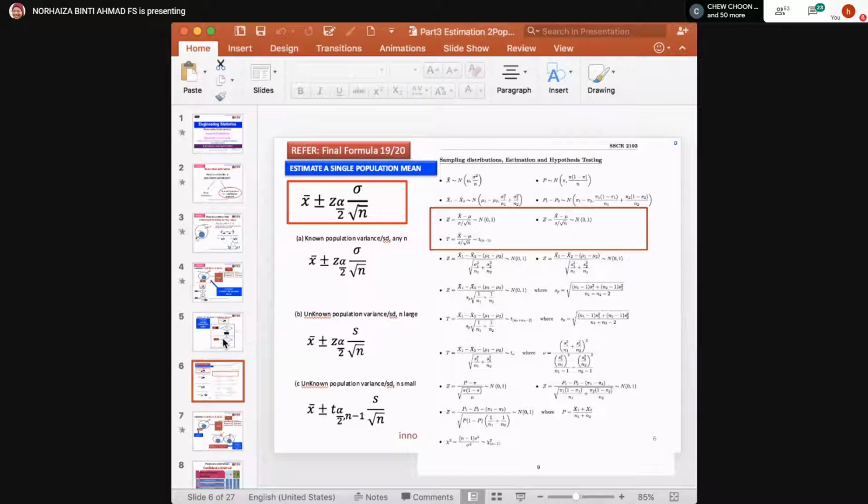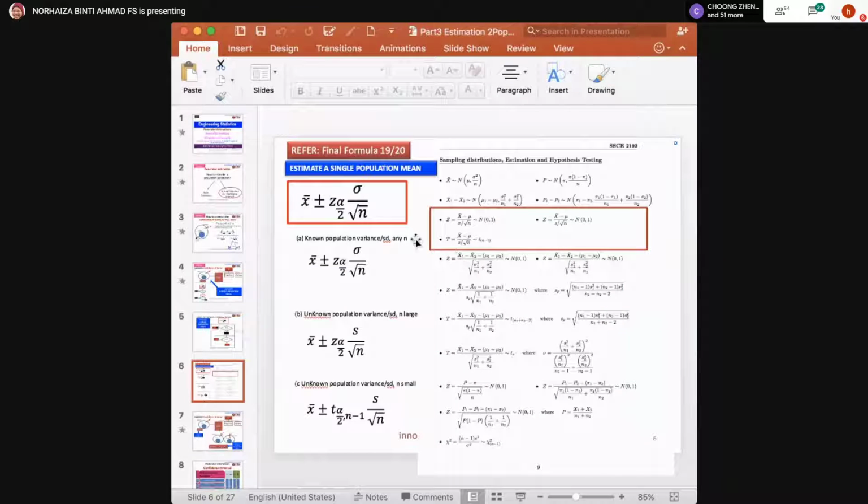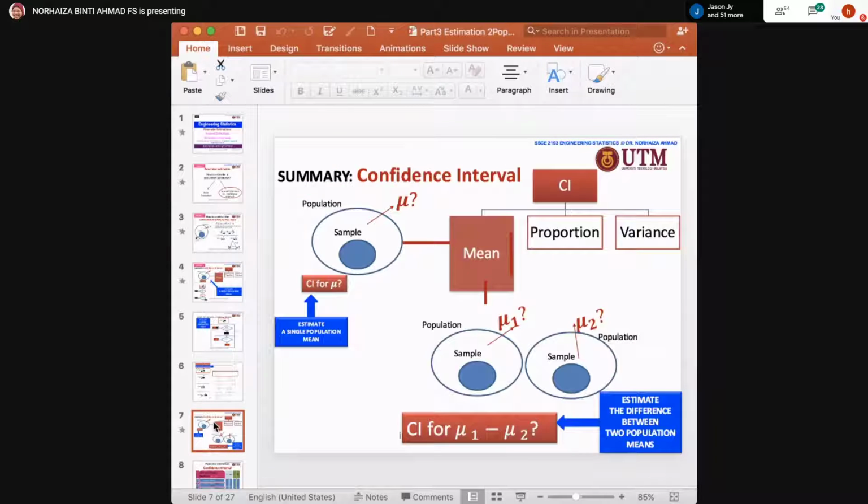For example, let's say you do not know sigma and your n is small. You need a t distribution, but a t distribution requires a degree of freedom. This degree of freedom can be looked up on your formula sheet, and in this case it is n minus 1. You can see from these formulas that these are all related to a single population mean. There's only x bar here, reflecting this x bar. Right, so that is all for last week's lecture.